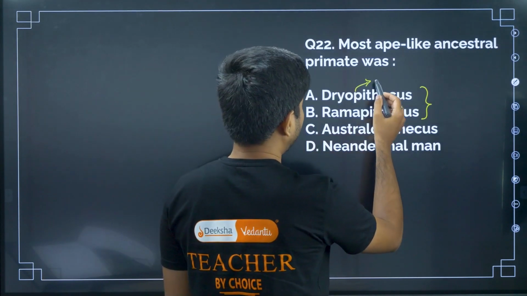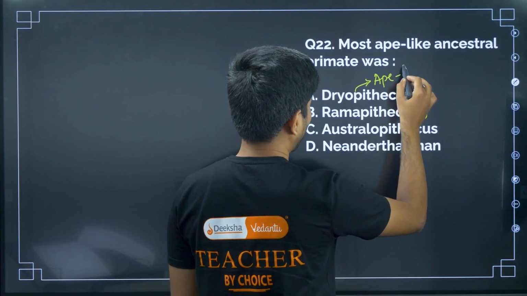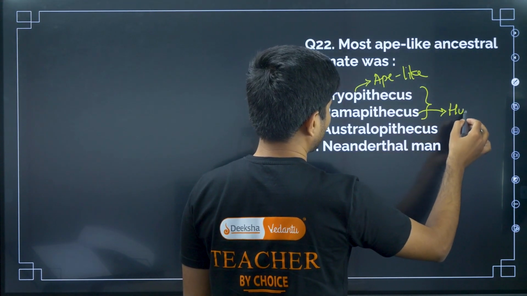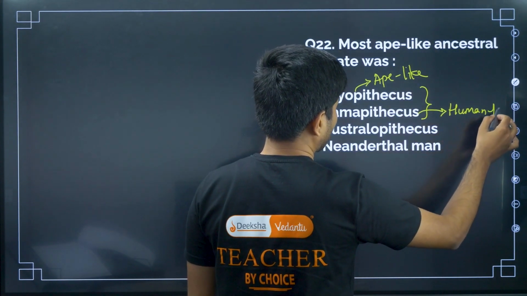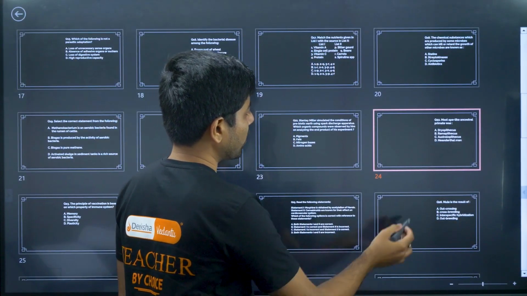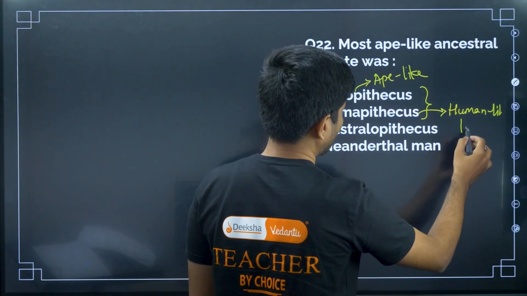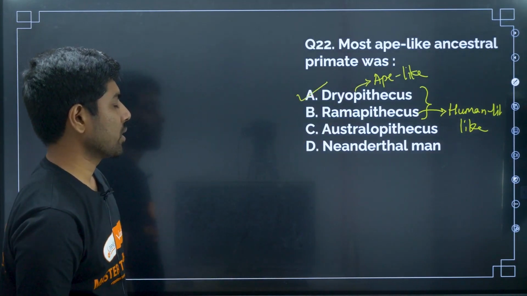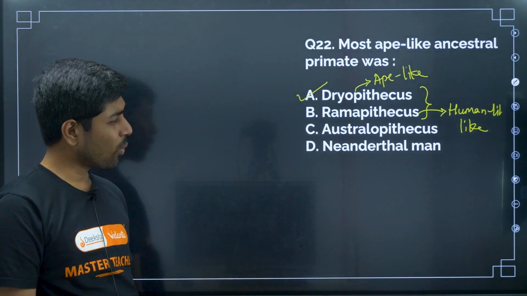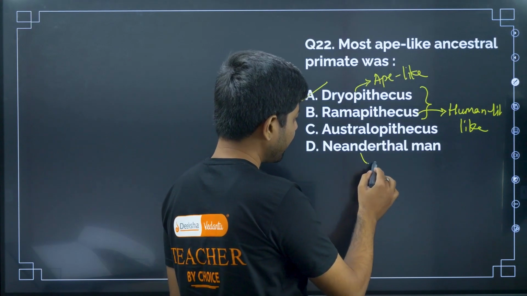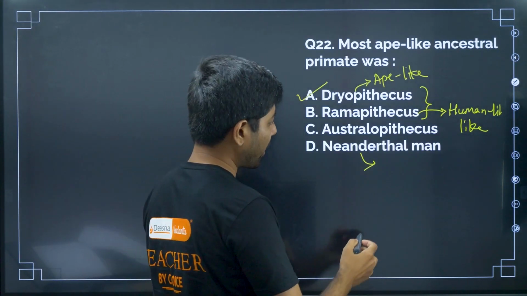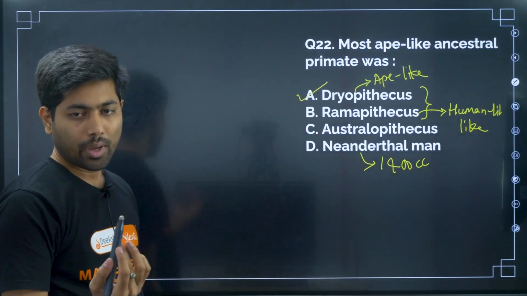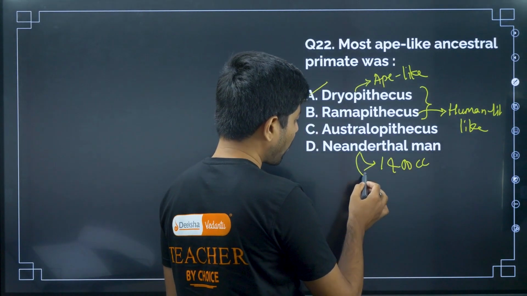Now among these two, Dryopithecus is the ape-like one, whereas Ramapithecus was more human-like, right? Clear? Therefore, the answer is Dryopithecus, right? Now, what was speciality about Neanderthal man? Neanderthal man has the largest cranial capacity, which was about 1400 cc, cubic centimeters. Then he also covered his body, right?